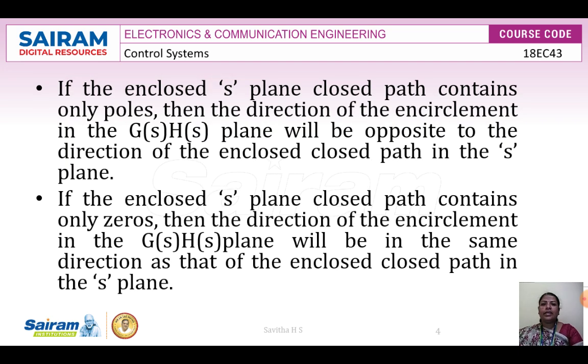If the enclosed s-plane closed path contains only poles, then the direction of the encirclement in the G(s)H(s) plane will be opposite to the direction of the enclosed closed path in the s-plane. If the enclosed s-plane closed path contains only zeros, then the direction of the encirclement in the G(s)H(s) plane will be in the same direction as that of the enclosed closed path in the s-plane.